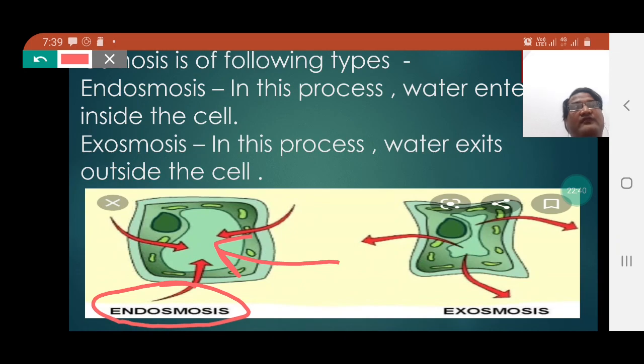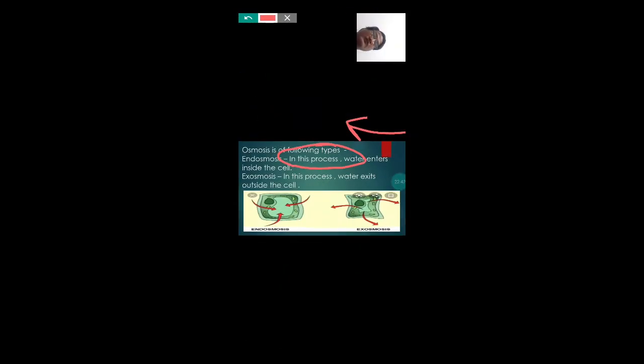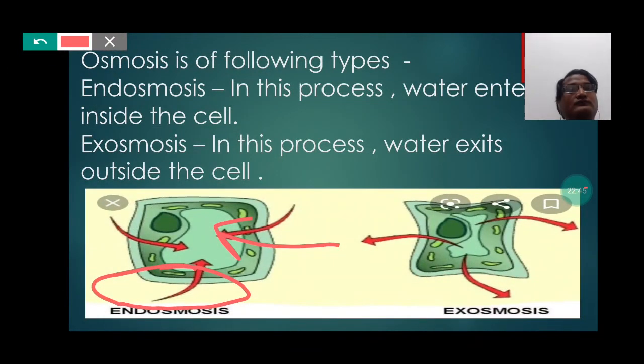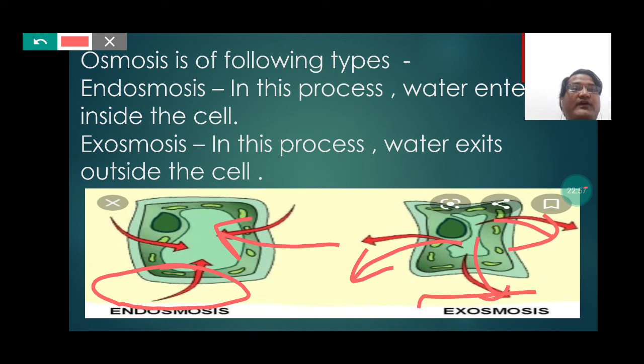Now students, in exoosmosis also, we can notice that the water exits outside the cell. So students, here we can notice that the water from the cell is moving out, and that is why it is called exoosmosis.